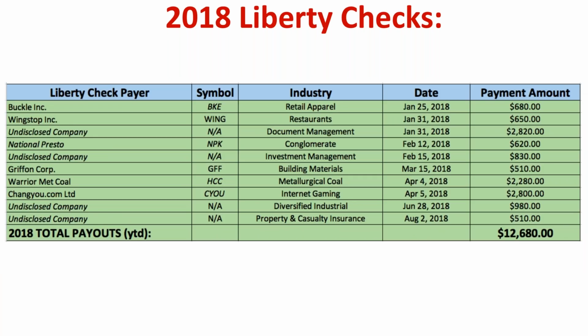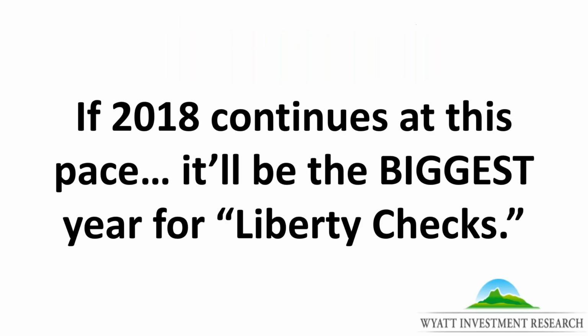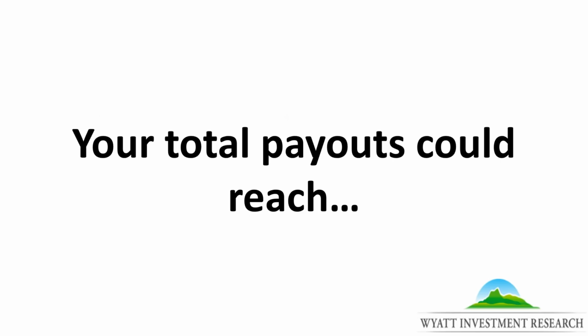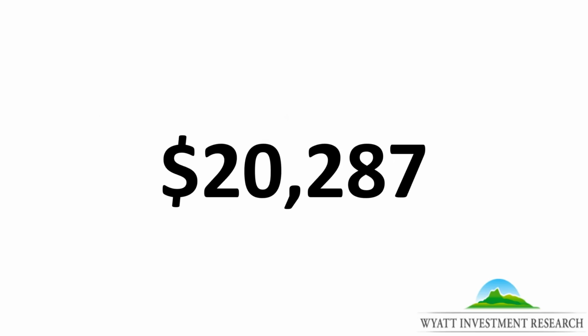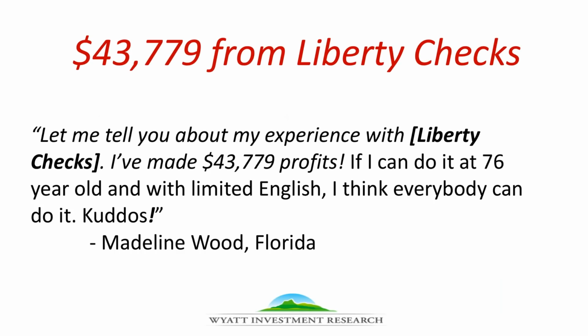So this is what's going on this year, folks. We put up all of the Liberty checks right here. You can see them right here. And grand total right now, year to date, $12,680 as of August 13th. That's what we're seeing, $12,680. Now, if 2018 continues at this pace, which we have every reason to believe that it will, this will be the biggest year for Liberty checks that we've ever seen. Total payouts this year could be $20,287.